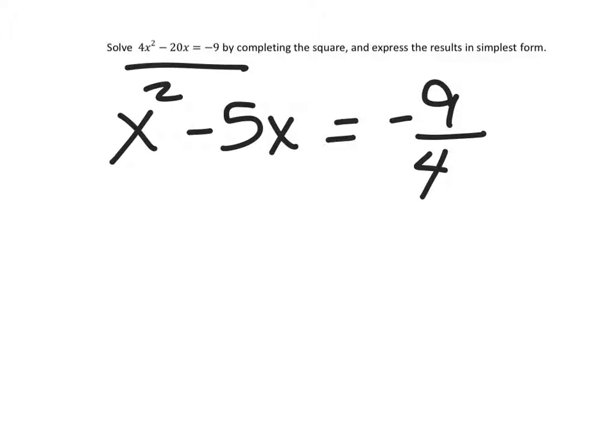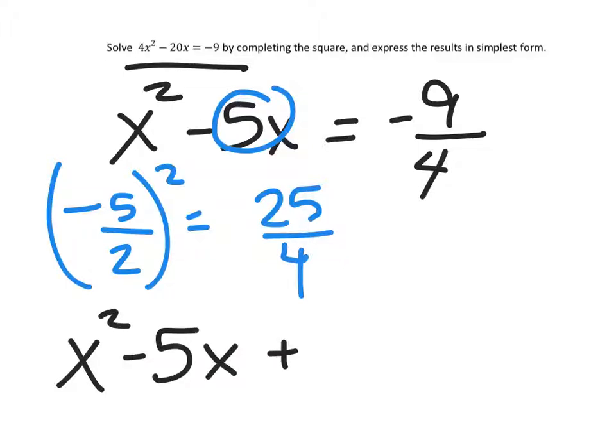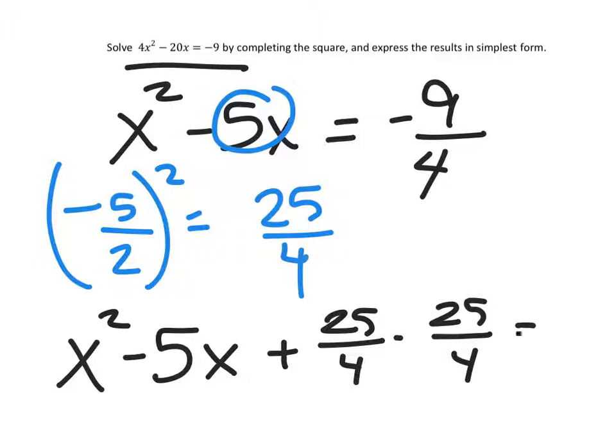All right, so I'm going to take my b term with the x, cut it in half. Again, yuck, it's not pretty looking. Who cares? Wrap it up, square it. When you square a fraction, you square the top and the bottom. So I'm going to get 25 over 4. That is the number I'm going to add and subtract. So plus 25/4 minus 25/4 equals negative 9/4.